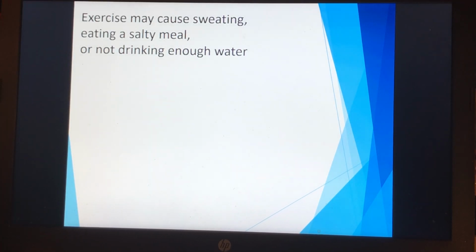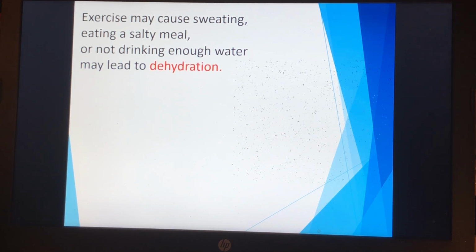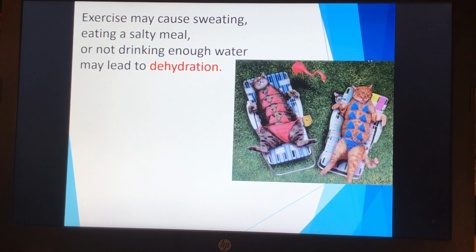So exercise causes you to sweat, or if you eat a lot of food that's very salty, that will cause your blood to lose water from it as well. Or if you're not taking enough fluid in, all those things could lead to dehydration.